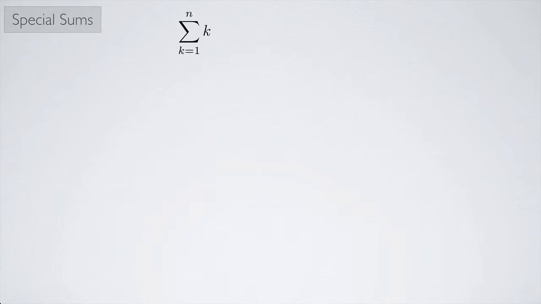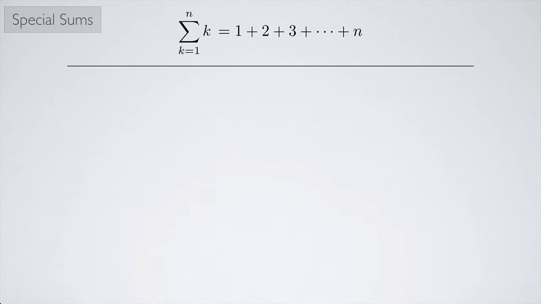The next one I want to look at is the sum from k equals 1 to n of k, which would just be 1 plus 2 plus 3 plus 4 plus 5 all the way up to n. To get a formula for this one, what we can do is write out the sum here. So this is the sum from k equals 1 up to n of just plain old k, and that's going to be 1 plus 2 plus 3 plus, and then dot dot dot all the way up to n minus 1, and then n would be the last term.